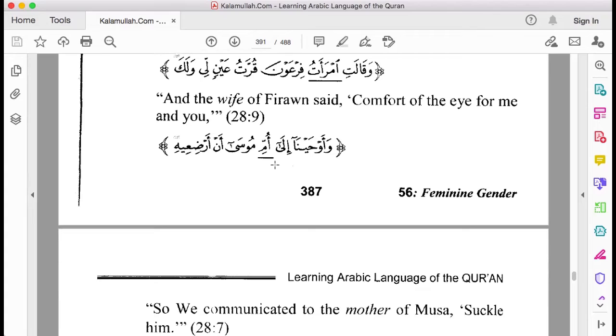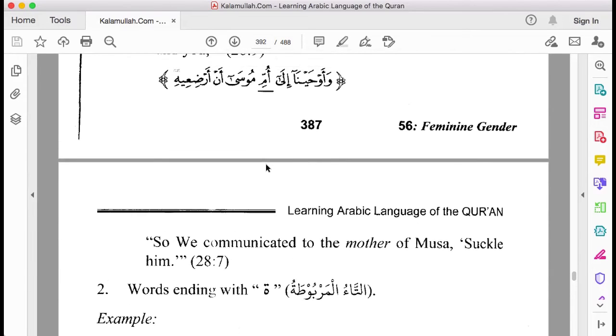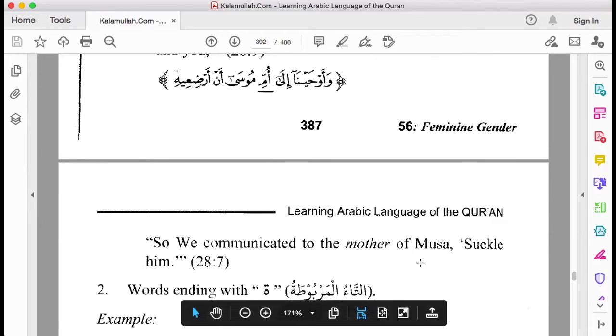Then let's look here. So here we communicated to the mother of Musa, Ummi Musa. Ummi obviously doesn't have the ta marbuta, but is a feminine word. Ummi Musa, mother of Musa. I hope you recognize this is the idafa that we talked about last time, the possessive construction. Mother of Musa.